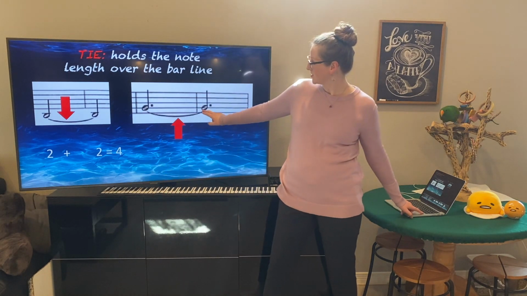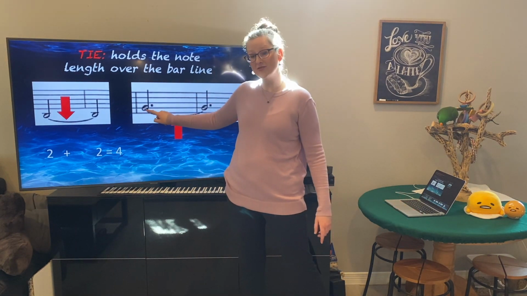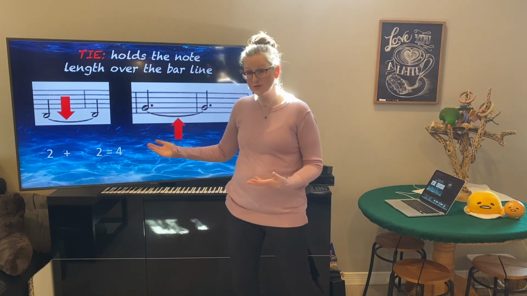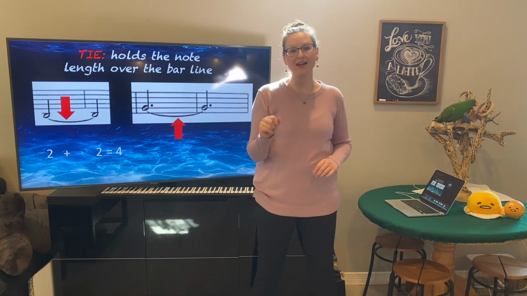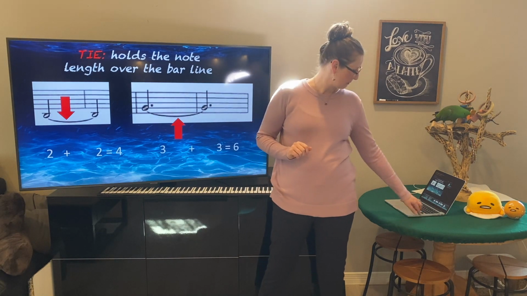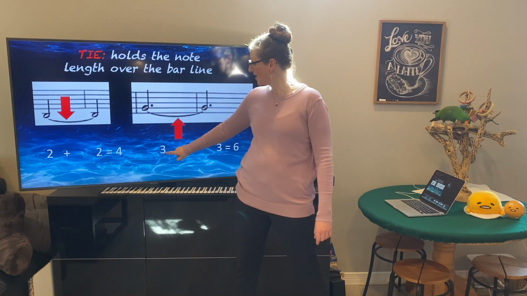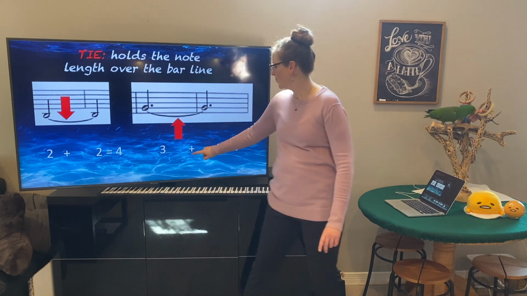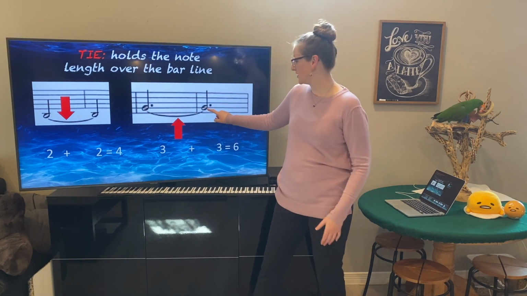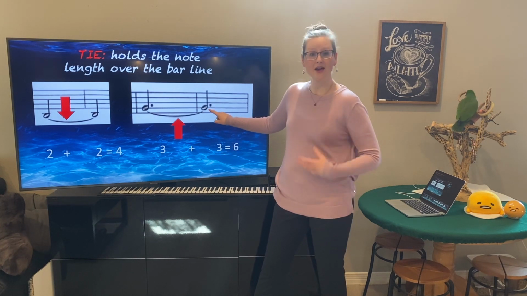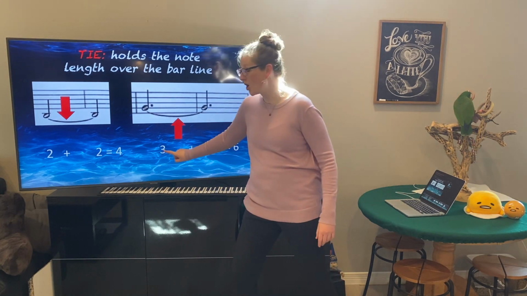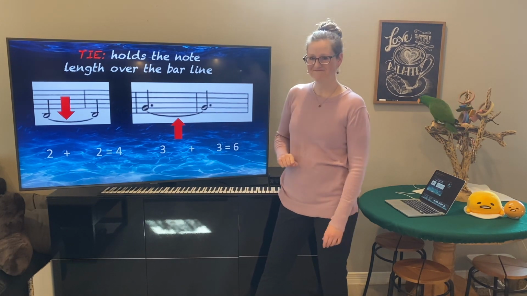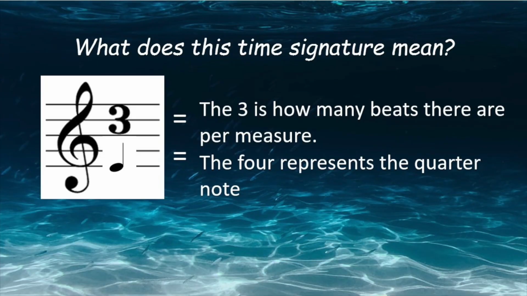How about this one? How many beats does a half note get? 2. What does that dot give to the note? It adds 1. So let's see. We have 3 total beats for our dotted half note, plus another 3 total beats for another dotted half note. So we know 3 plus 3 is 6. Great job, kids.